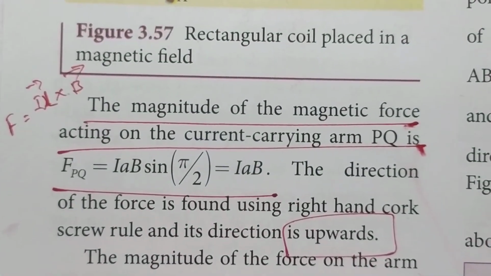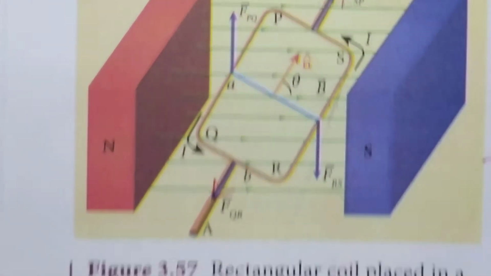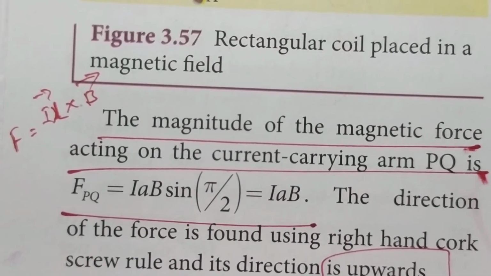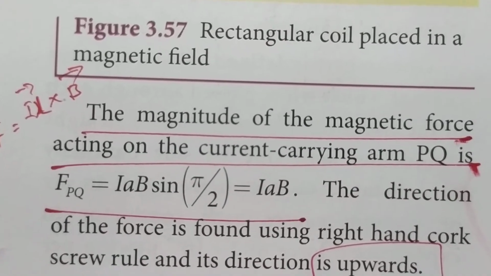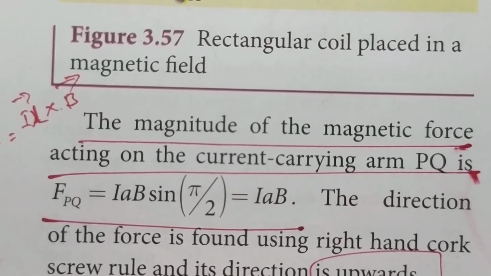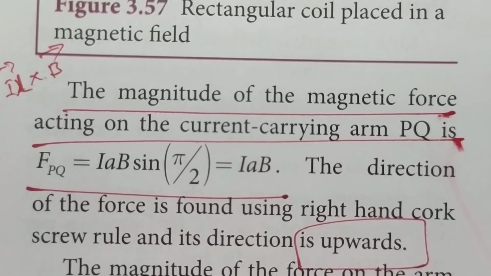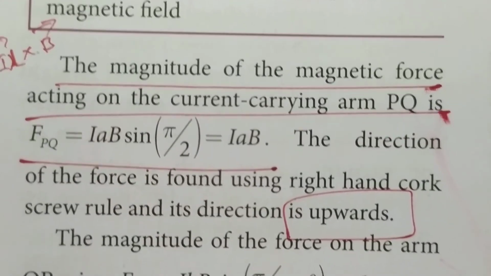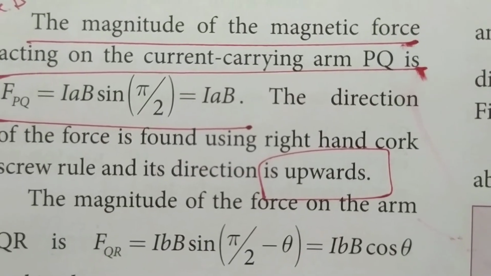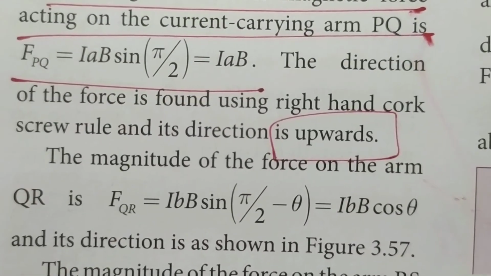Here the current carrying arm PQ has length a, and you know F vector is equal to I L vector cross B vector. So instead of L you can substitute a, and this is a cross product. The angle between L vector and B vector for the arm PQ is pi by 2. Since sin pi by 2 is equal to 1, F PQ is equal to I a B, and according to Fleming's left hand rule, this is upwards. This is not according to the right hand rule, but according to Fleming's left hand rule. There is some mistake in this part, and so here the force is acting upwards.